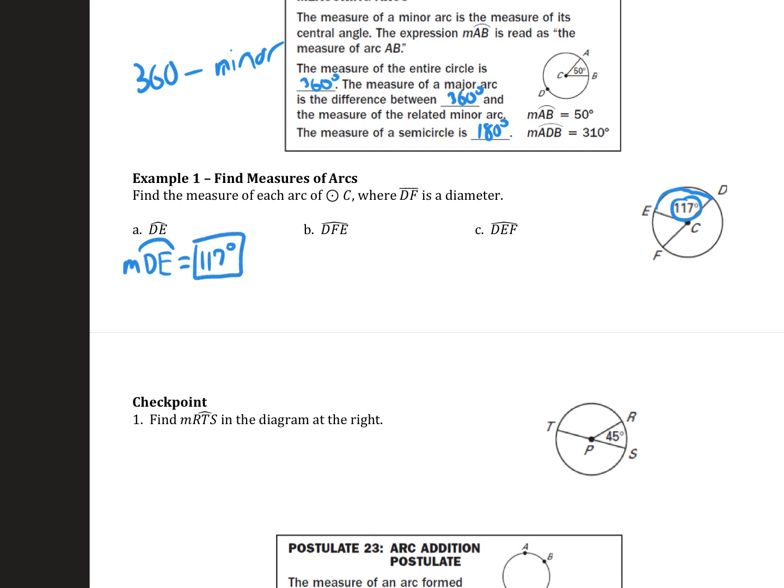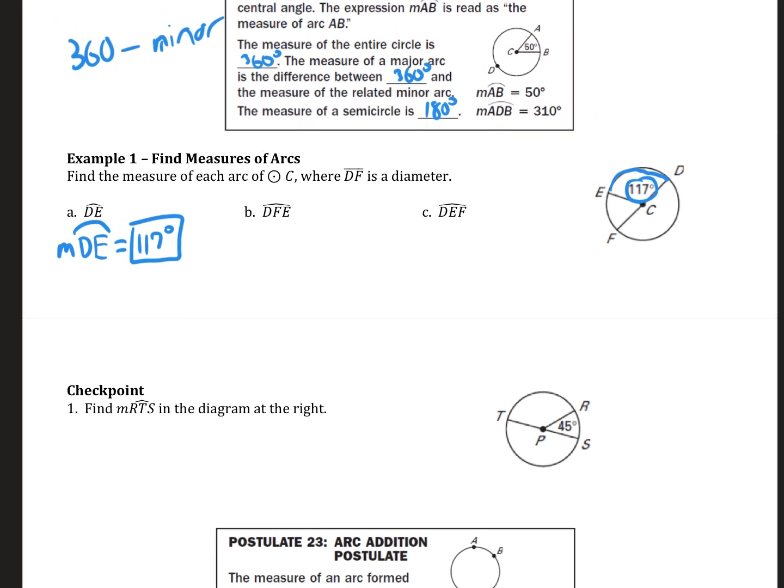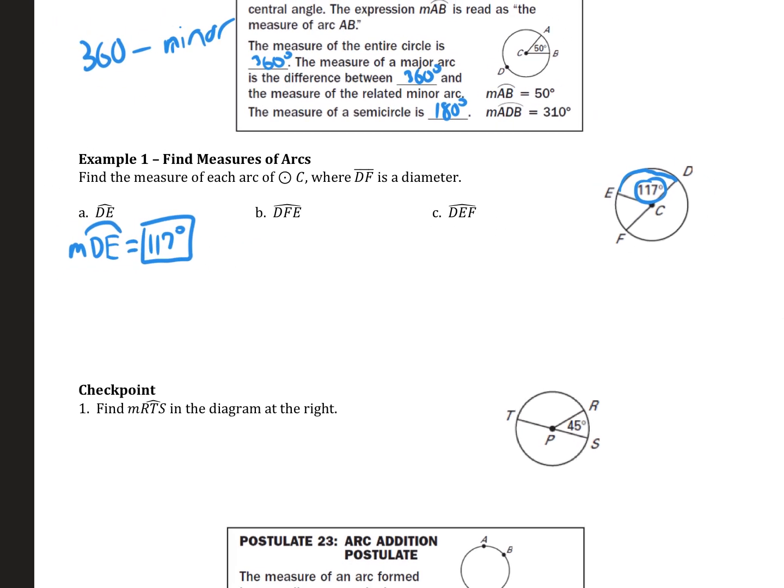All right, and then DFE. When you're doing this, you want to go by the exact letters that it says. So I go D, F, E, all the way around, in the exact order. To find the major arc, we do 360 minus the smaller arc that we don't want, which is 117. So the measure of arc DFE equals 360 minus 117, which is 243 degrees.